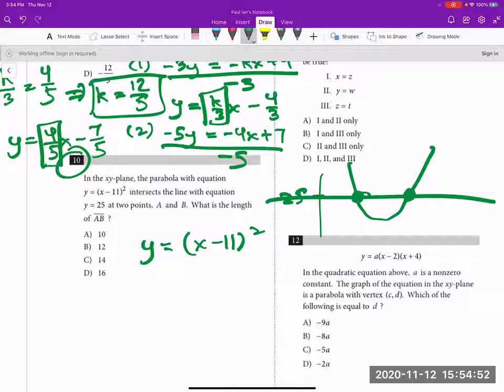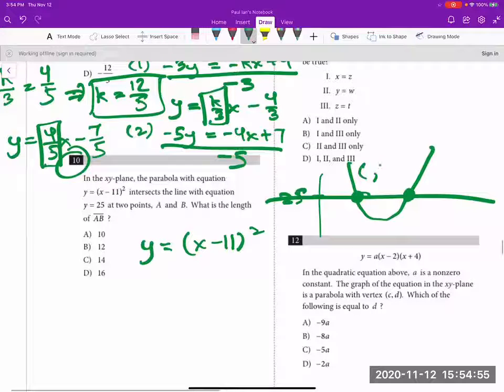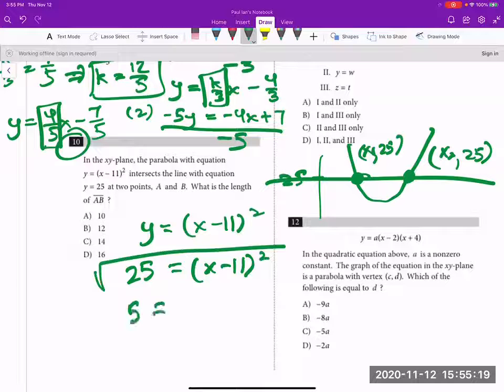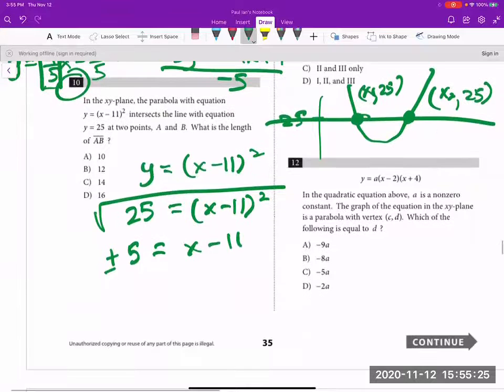you have to get these 2 points. So you already know that your y for these 2 points is 25, and then 25. So you only need to get x1 and x2. So for this, let's see how you get those ones. Since y equals 25, in essence, just plug it in and solve for x. So x minus 11 squared, right? And then take the square root, 5, x minus 11, or plus or minus 11. So x1, if it's positive, and the other one is negative.